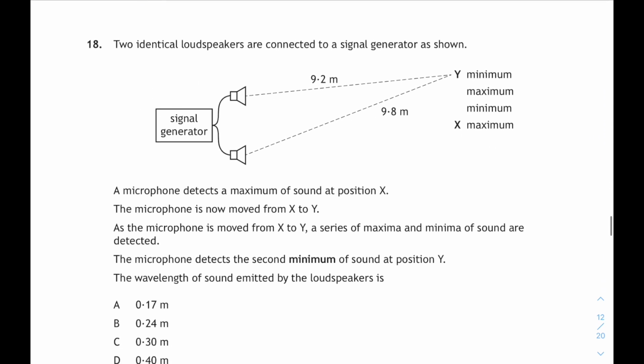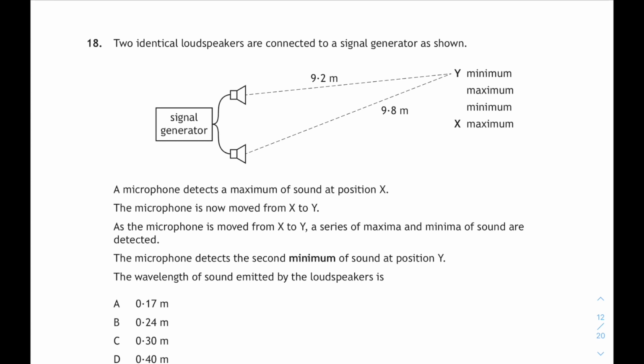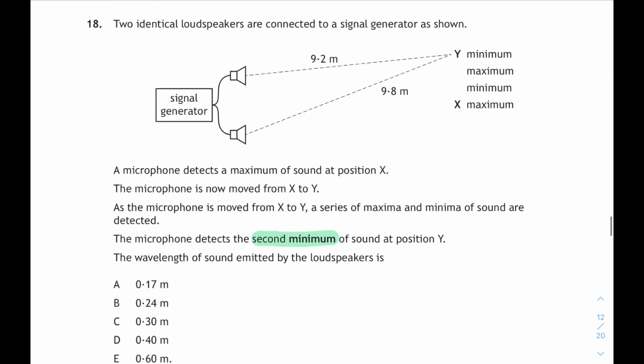Question 18. Two identical loudspeakers are connected to a signal generator as shown. This is interference of sound waves. A microphone detects a maximum at position X and it's now moved from X to Y, and as the microphone is moved from X to Y, a series of maxima and minima of sound are detected, and the microphone detects the second minimum at position Y. And we've to figure out the wavelength of the sound.